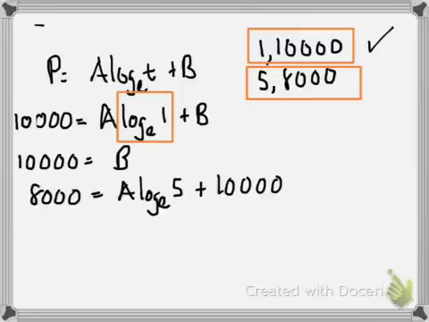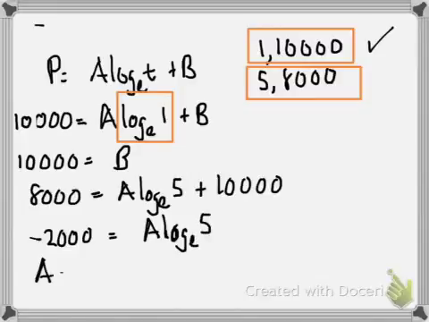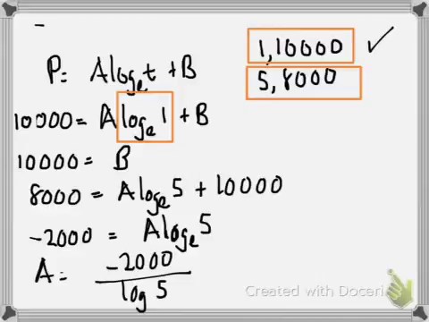Take the 10,000 across and we get negative 2,000 equals A log 5 to the base e. A equals negative 2,000 over log 5 to the base e. Okay, so if we work that out on our calculator, we get, to two decimal places, negative 1242.67 as our value for A.